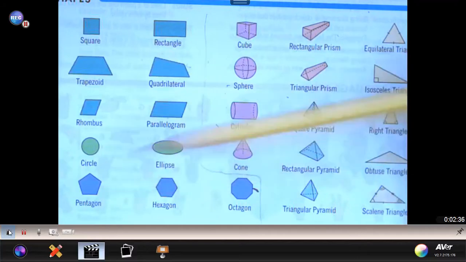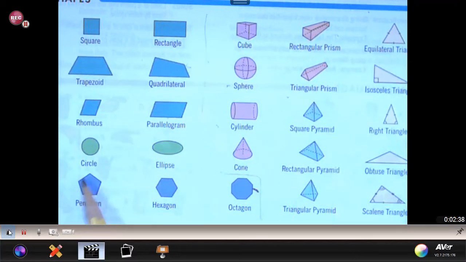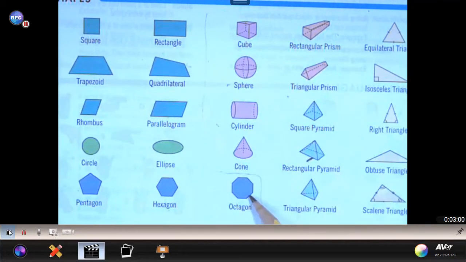A pentagon, if you notice, has 1, 2, 3, 4, 5 sides. This is a regular pentagon, which means it has sides that are all the same length. And here we have a hexagon: 1, 2, 3, 4, 5, 6 sides. So hexagons have 6 sides, and then here you have an octagon: 1, 2, 3, 4, 5, 6, 7, 8 sides.